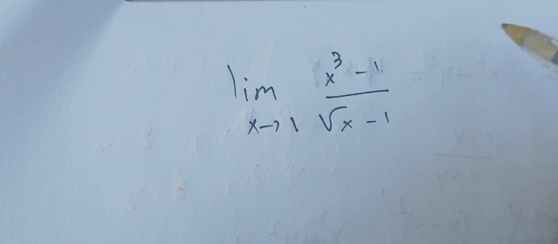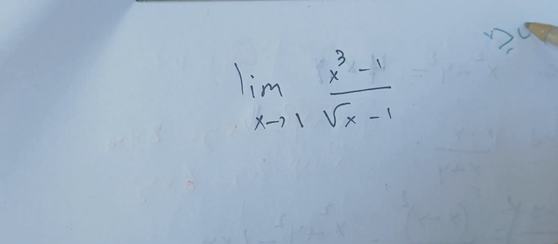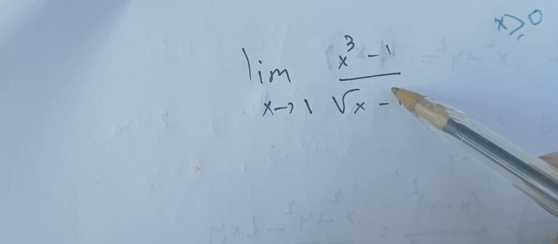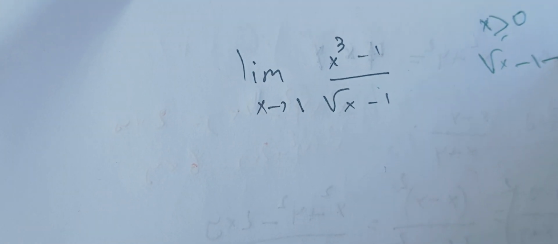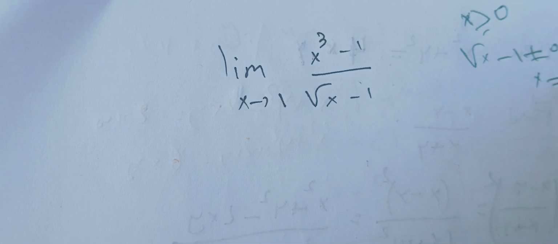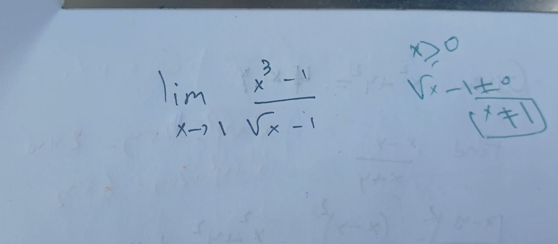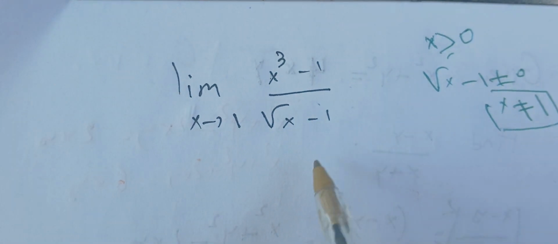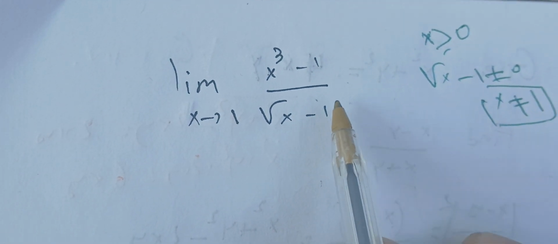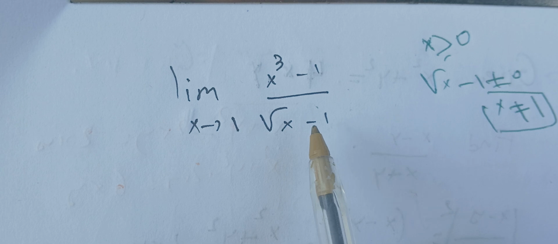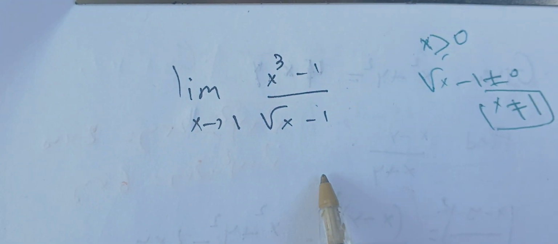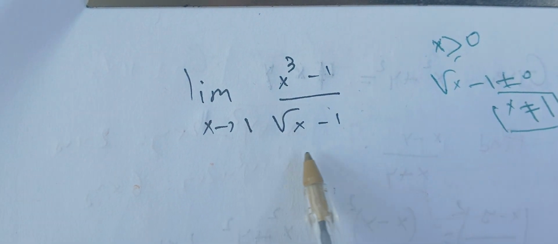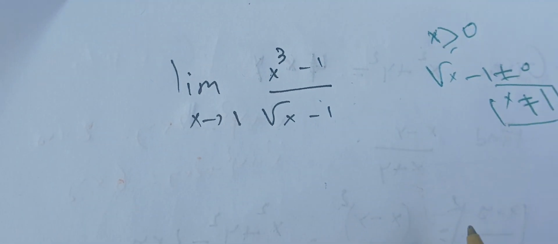Here, the square root is defined when x is greater than or equal to 0. And also, we don't want to divide by 0. Therefore, the square root of x minus 1 must be different from 0. That means x must be different from 1. Okay? And we will see that in this case we can change this function. And we're going to talk about this discontinuity at this point 1.